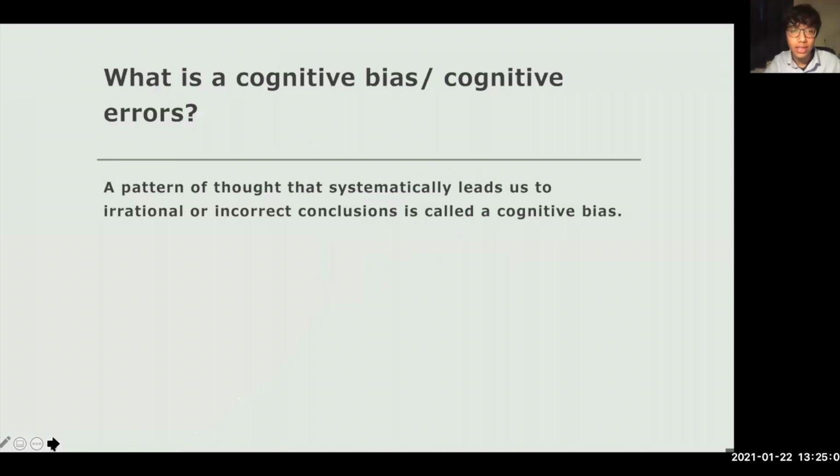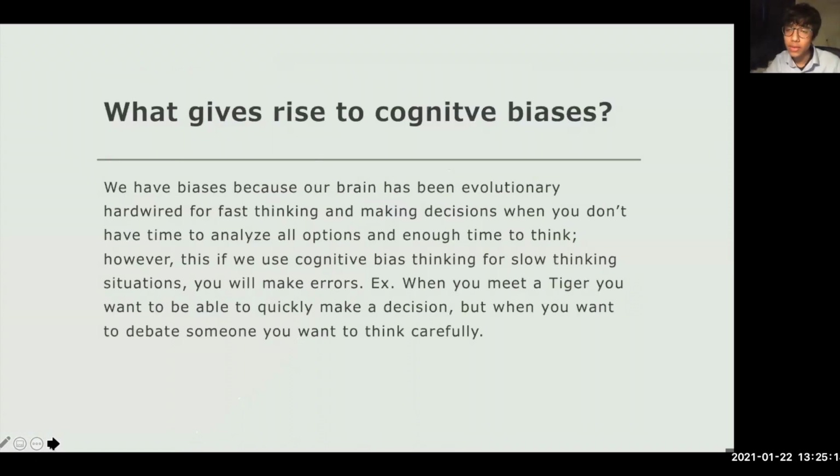What is a cognitive bias or a cognitive error? It's a pattern of thought that systematically leads us to irrational or incorrect conclusions. What gives rise to cognitive biases? Our brain has been evolutionarily hardwired for fast thinking and making decisions when you don't have time to analyze all the options and enough time to think. However, we often use these same quick thinking processes, also known as cognitive biases, for slow thinking solutions.